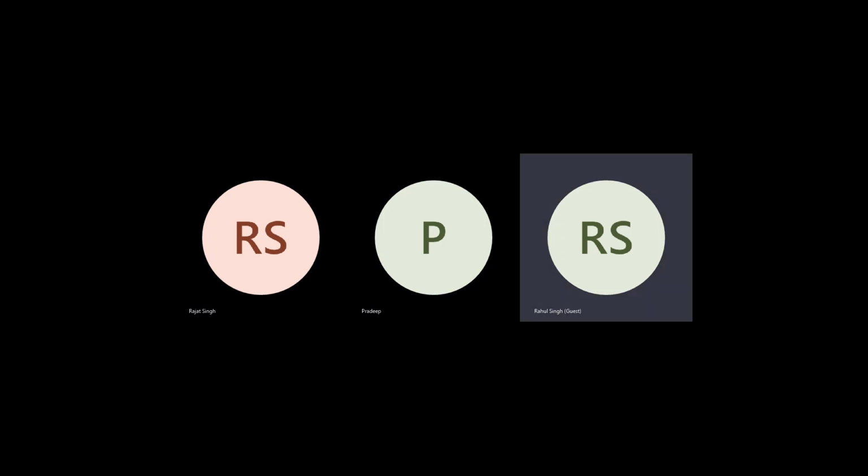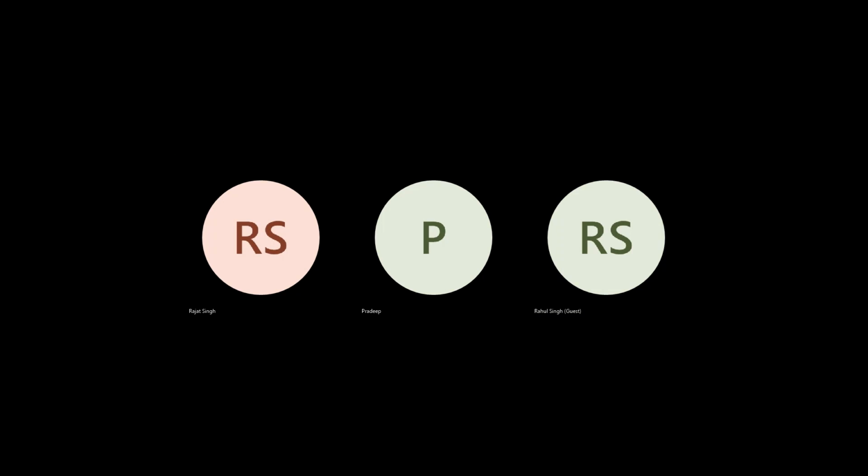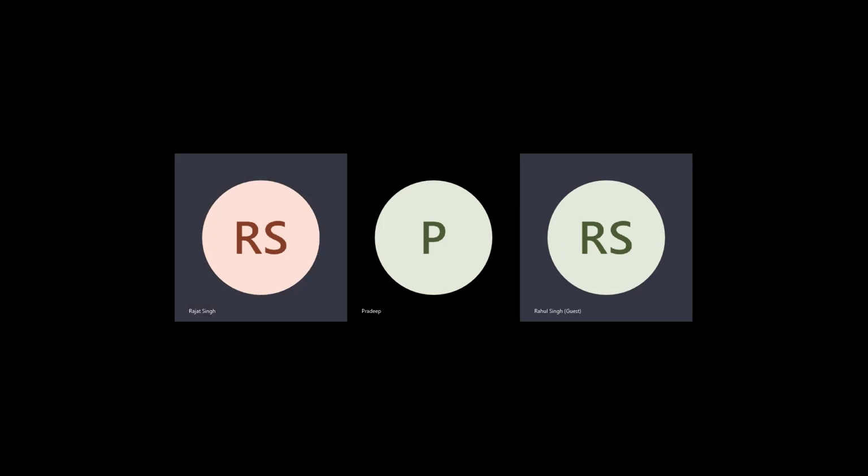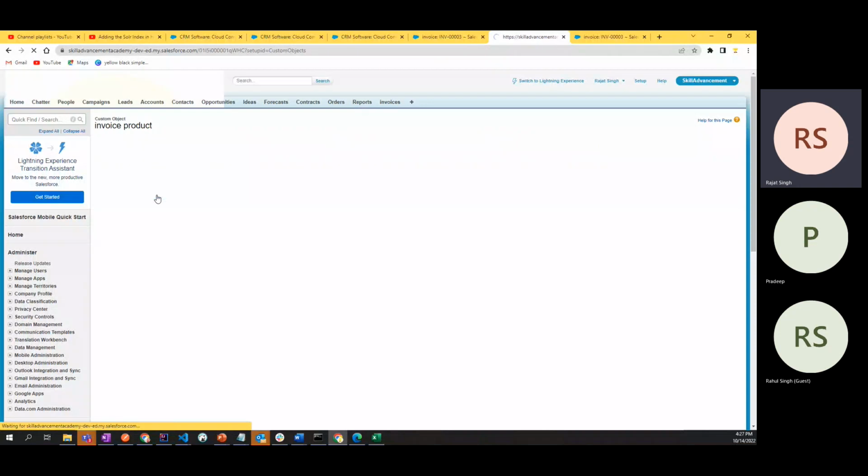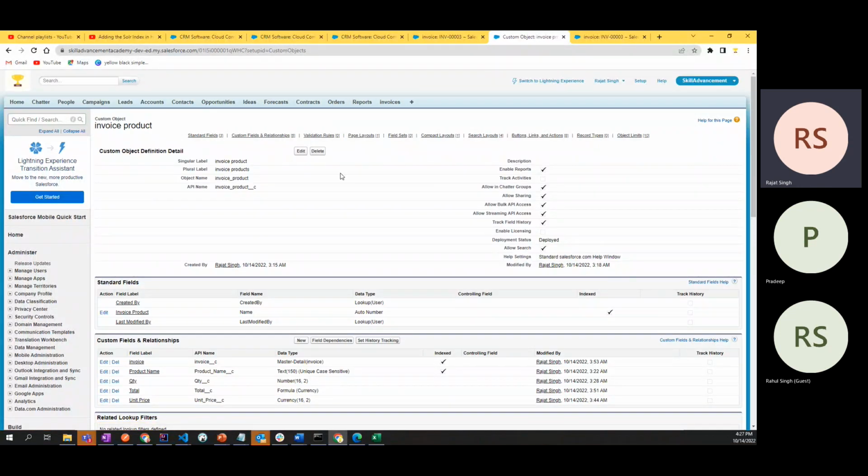Inside Create, we created this invoice product. This is the object. And you can see the details about this object, like what is the plural label, what is the singular name. Those things you can see. So this is the object, and whether you want to allow search or not. You can follow these things from here if you are getting any confusion while creating your object.